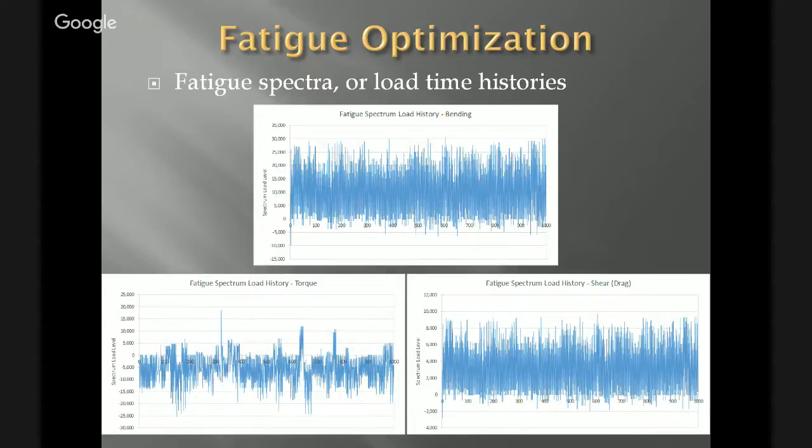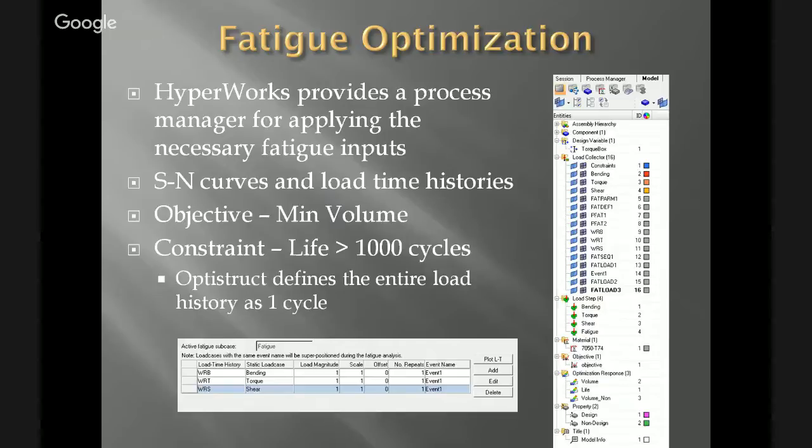And HyperWorks actually provides a process manager for applying these inputs, and it's a step-by-step process, which is where you actually give it the stress life curves for any materials you have and the load time histories. You can see on the bottom that I have my bending load time history that corresponds to the bending static load case and so on. And on the right, you can see in the load collectors how many additional cards were created using that step-by-step process behind the scenes.